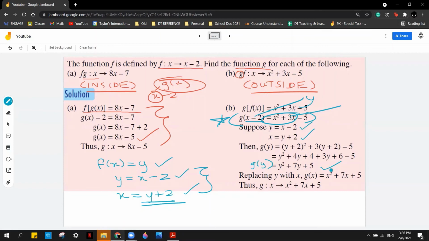But they want the function in terms of x. Hence, just replace all the y with x. Simple as that. So there's an inside method and an outside method. Please don't get them confused, and please take note of this. This is usually the highlight of composite functions. Thank you for understanding this.